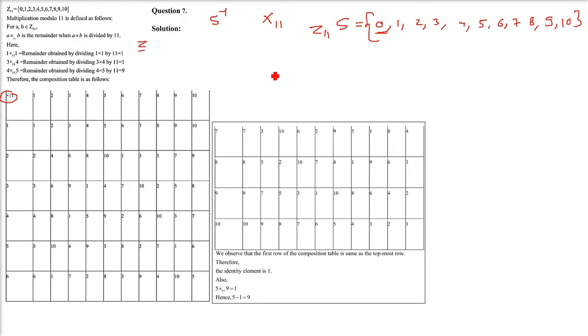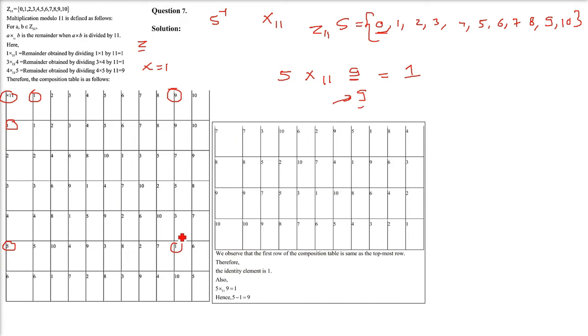Now, the question is the inverse of 5. Inverse means when we operate 5 with a certain element, that should give you the identity element. How to find the identity, as we just saw, is 1. Why? Because the first and second row are exactly similar, and the first and second column are exactly similar, because the operation is with 1. So identity is 1. So 5 operated with a certain value should give you 1. In the 5 row and 5 column, just see where 1 is coming. 9. When 5 is operated with 9, you are going to get 1. So 9 is the inverse.